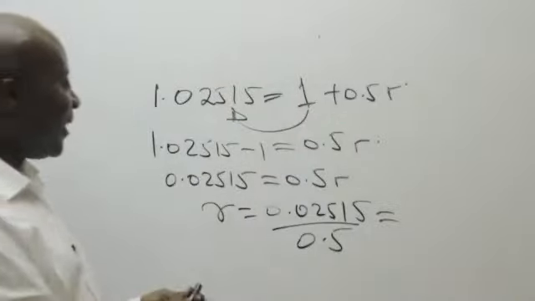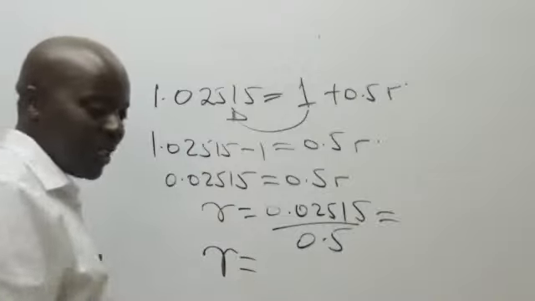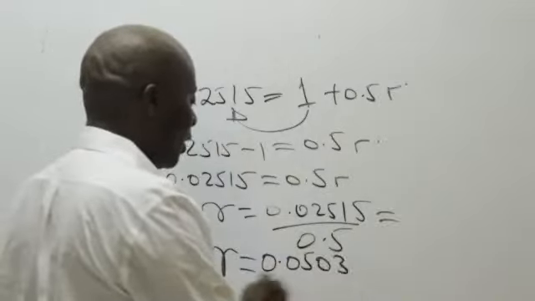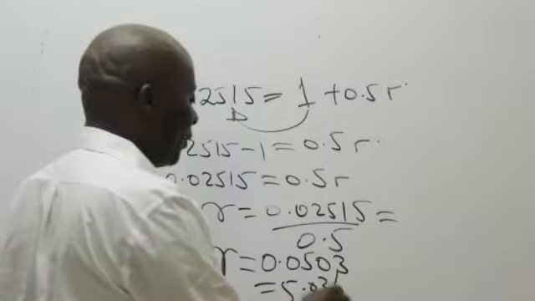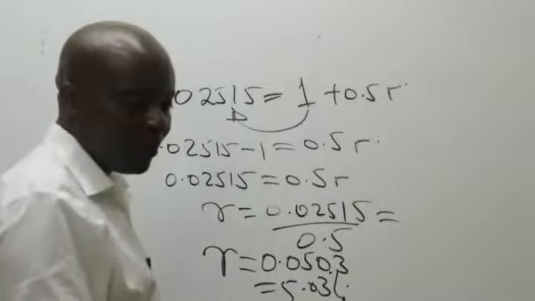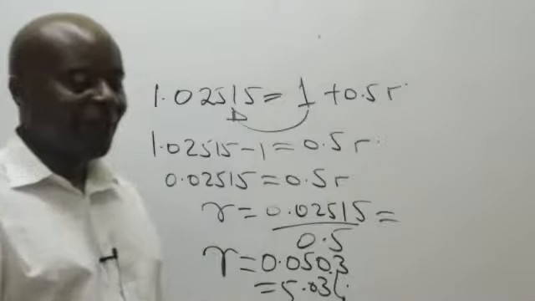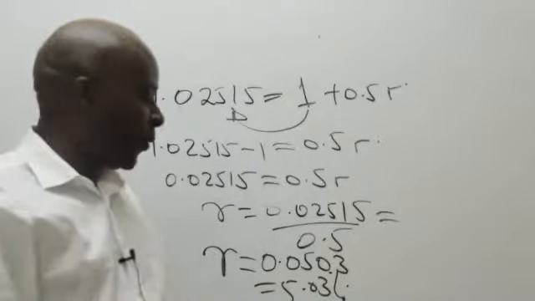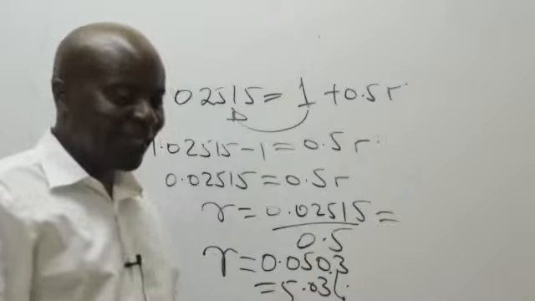So R, then at the end of the day, R will be equal to what here? 0.0503, which is the same as 5.03%. I saw about 5 students who got this 5.03%.